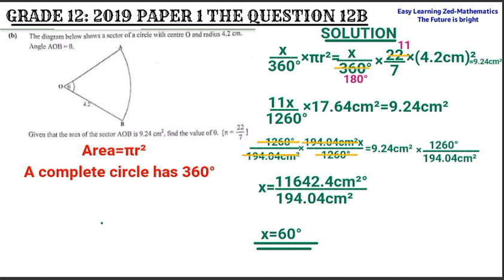If you have got questions, you can ask in the comment section. Otherwise, this is how you find the angle of a sector of a circle when the radius as well as the area of the sector is given. So if you have got questions, as I said earlier on, you can ask in the comment section.